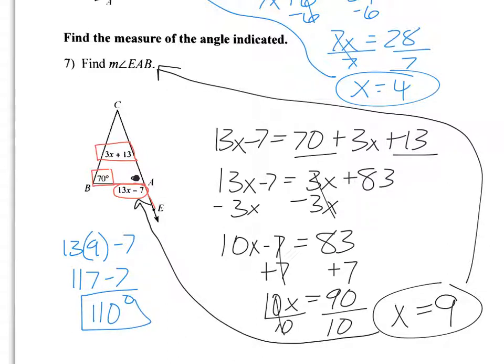So two theorems: the angle sum theorem, all the angles in a triangle equal 180, and the exterior angle theorem, which says the exterior angle equals the two remote interior angles added together.